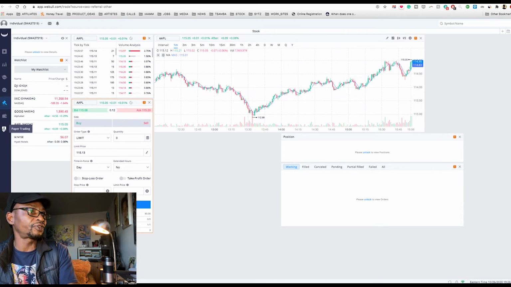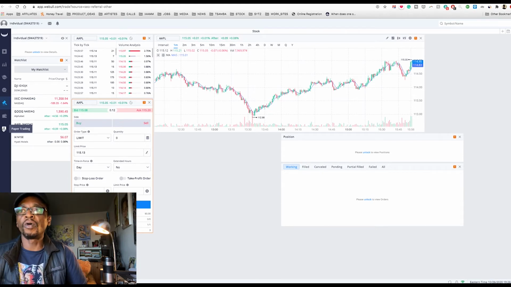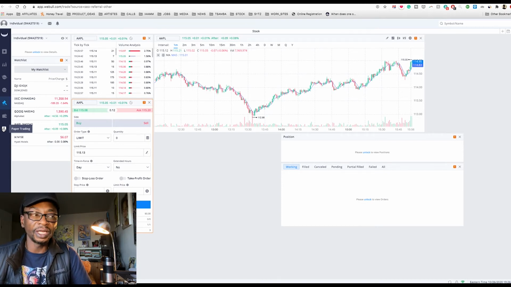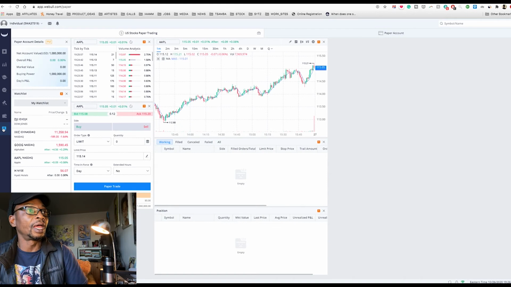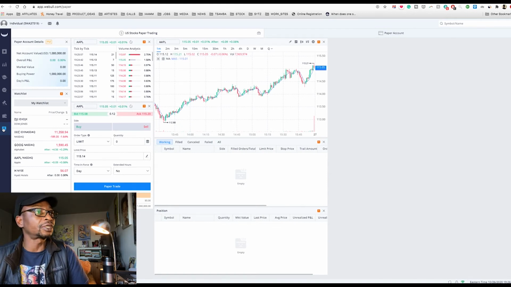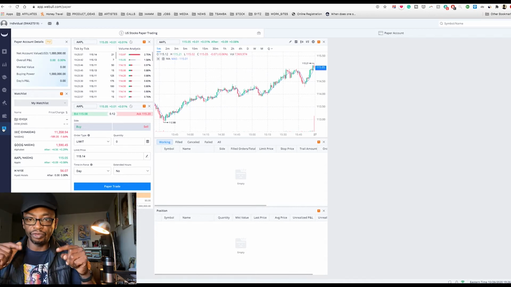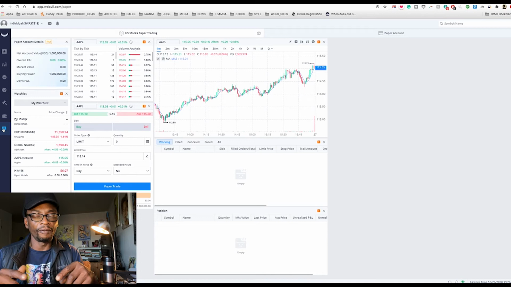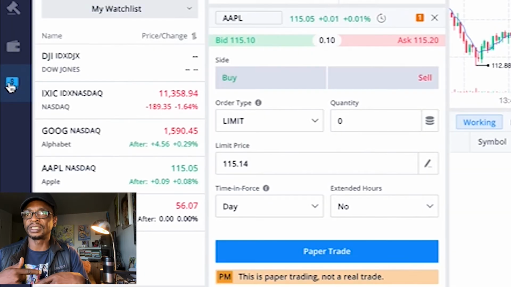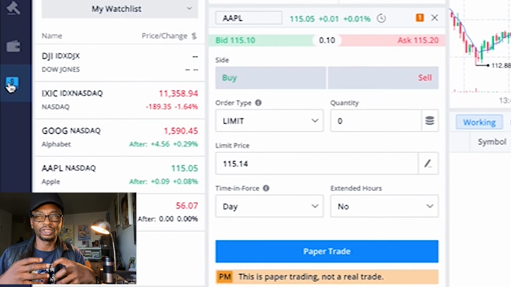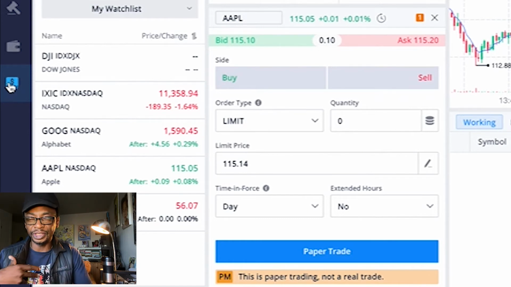So this is the paper trading I was talking about. Before you start trading, I highly recommend you do some paper trading and just play around with stocks. What paper trading does is give you an opportunity to place virtual trades without any money. Of course, you won't get any money back because this is a virtual trade. And you get to see the stock action in real time in a virtual market.